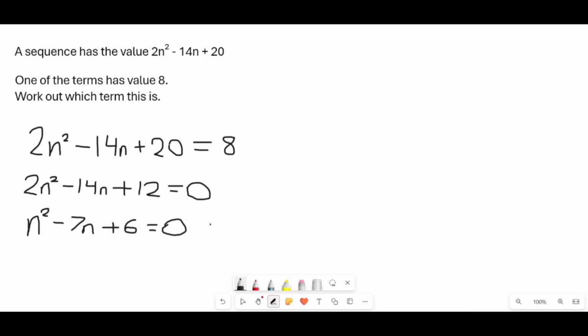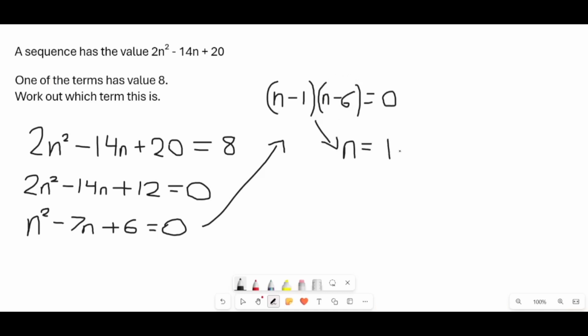And so at this point, we should be thinking about how we're going to put it into double brackets. And I'll just say now the numbers are n minus 1 and n minus 6. And so when we multiply these two brackets together, because it's 0, we know that if we set n to positive 1 or positive 6, then that will work. So this will be your answer.